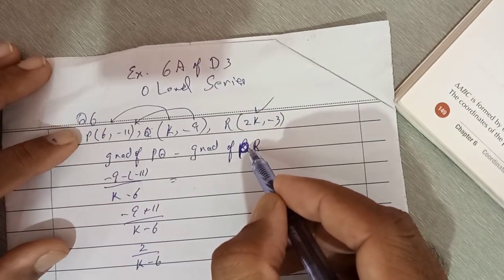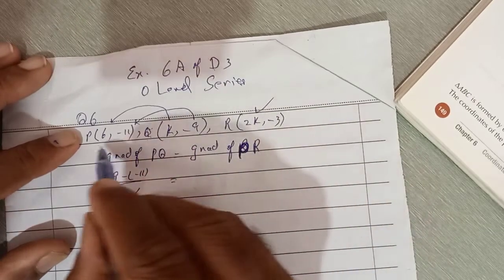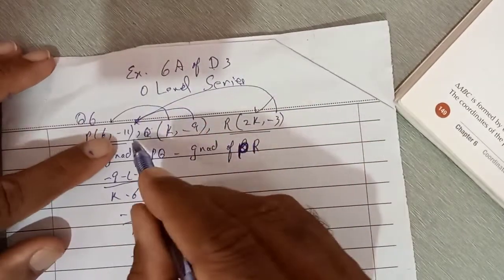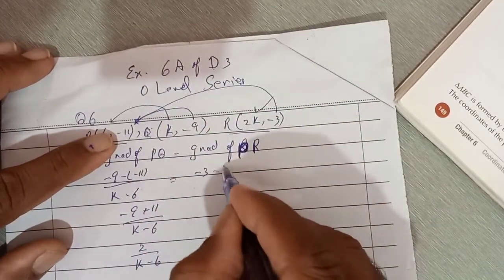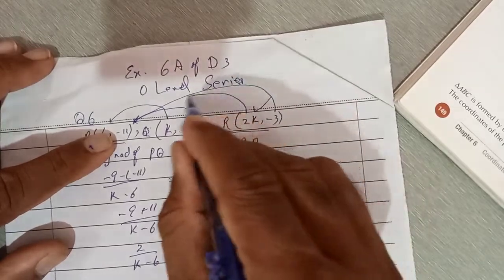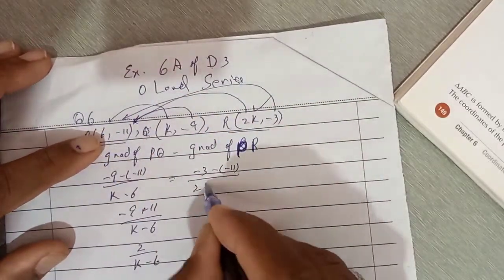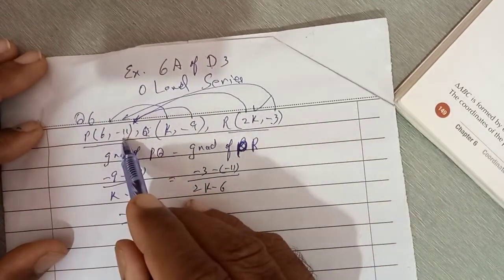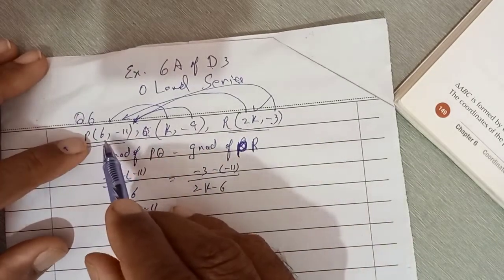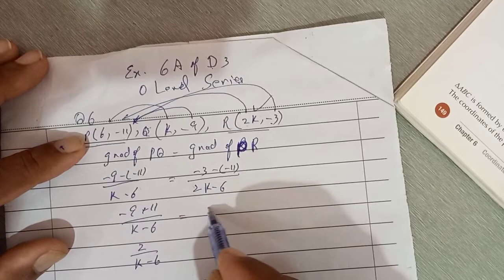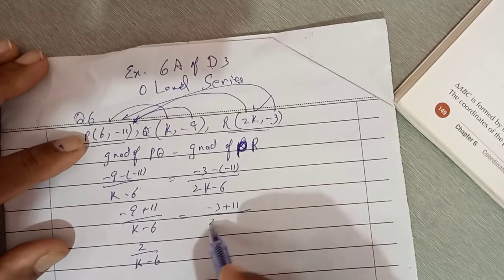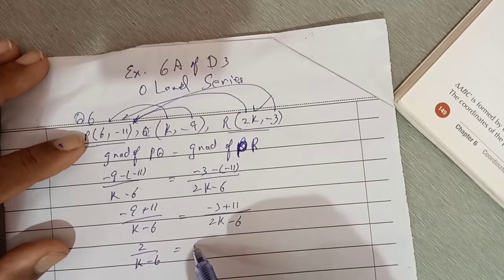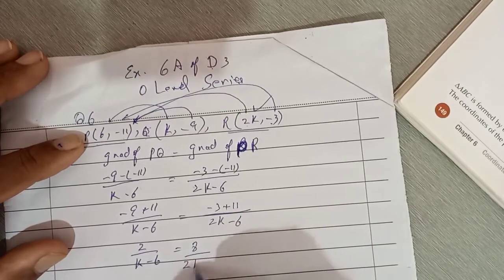Now I find the gradient of PR. This is P and this is R. I subtract minus 11 from minus 3. This is Y2 minus Y1, and this minus this, 2k minus 6. Minus 3 minus minus 11 over 2k minus 6. On simplifying, I get minus 3 plus 11, which is equal to 8, over 2k minus 6.